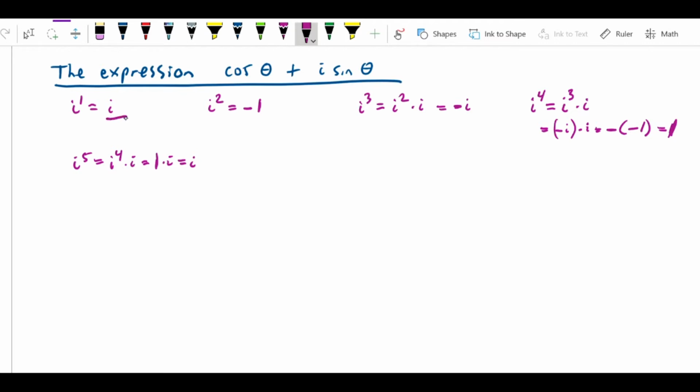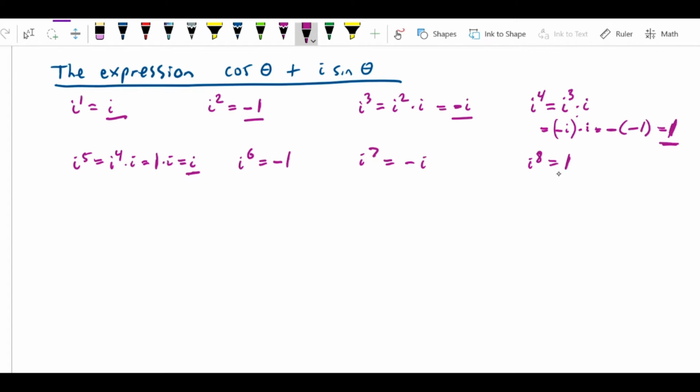You can see that this is going to keep going. In other words, the first power I have i, second power negative 1, then negative i, and then finally 1. Then I start the process again. I get i to the 6th equals negative 1, i to the 7th equals negative i, i to the 8th equals 1, and so on and so forth. It just keeps going around: i, negative 1, negative i, 1, in that sequence.